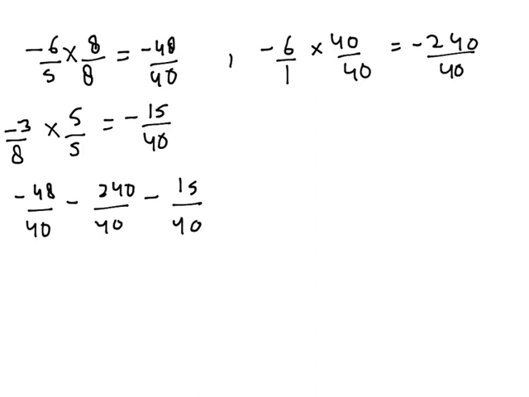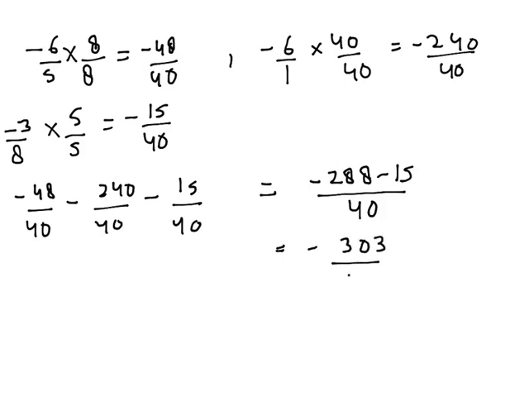Now what we will do? We will add minus 240 and minus 48. So we will get over here minus 288, minus 15 by 40. Now again we will add 288 and 15 and we will have negative 303 divided by 40. So here we are changing into the mixed number. So we will get negative 5 whole 3 by 40. So our final answer is minus 303 by 40 or 5 whole 3 by 40, both are same.